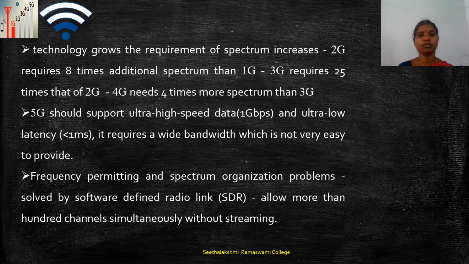As the technology grows, the requirement of spectrum increases significantly. 2G requires 8 times additional spectrum than 1G. Similarly, 3G requires 25 times that of 2G, and 4G needs 4 times more spectrum than 3G. 5G should support ultra high speed data, that is 1 Gbps, and ultra low latency, which is less than 1 ms. It requires a wide bandwidth, which is not very easy to provide.